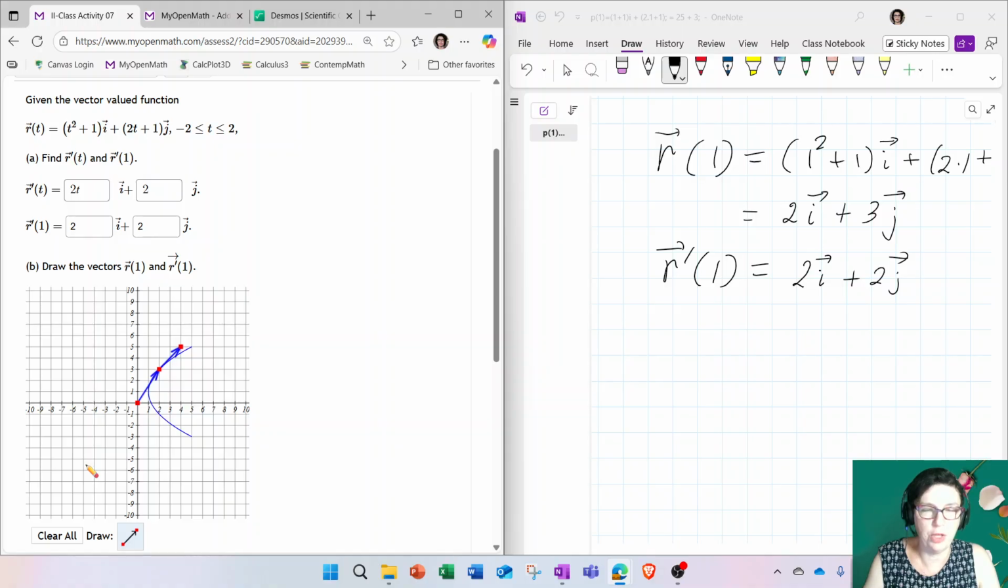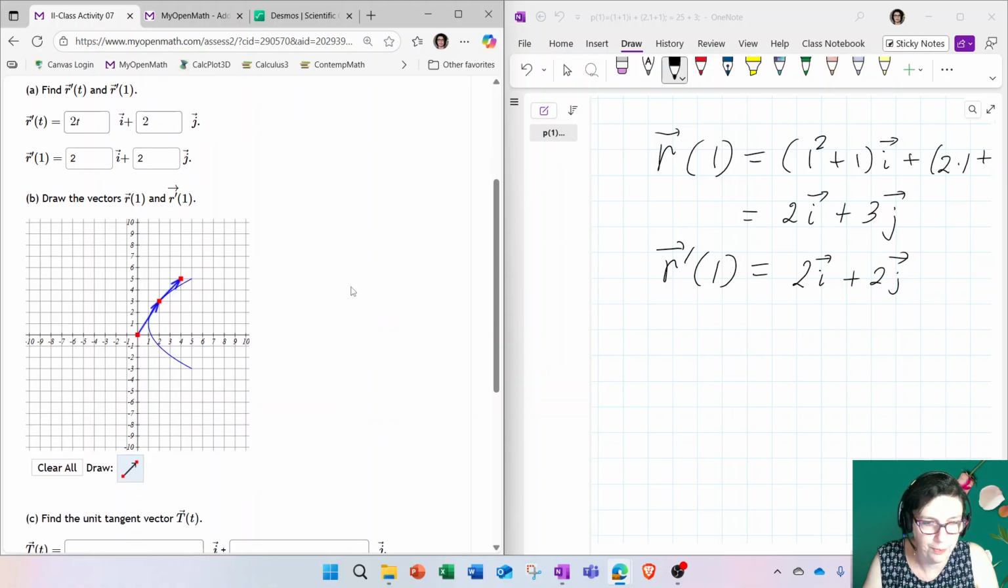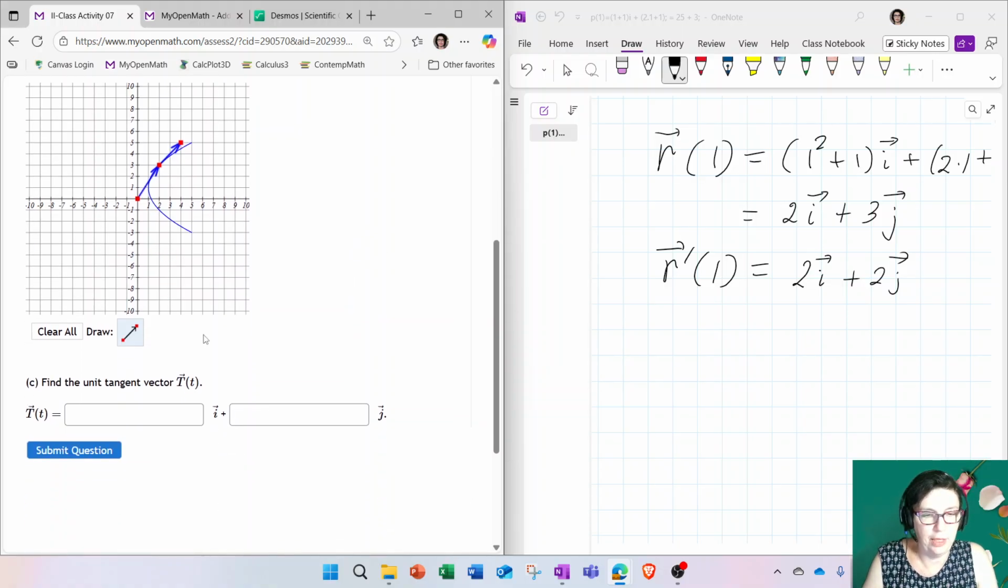So the velocity vector, number 1, it's tangent. Number 2, it shows you the direction of motion. All right, so I drew that. Now let's go ahead and find the unit tangent vector.